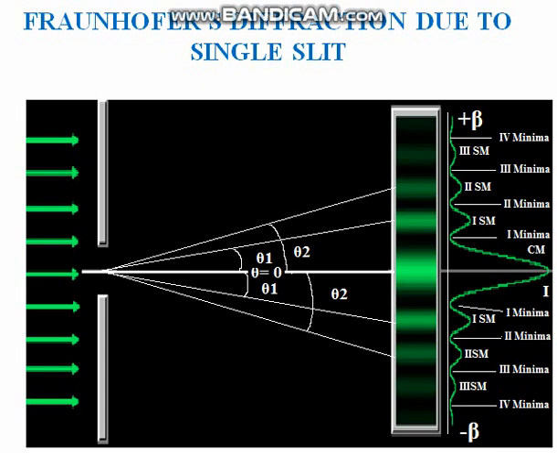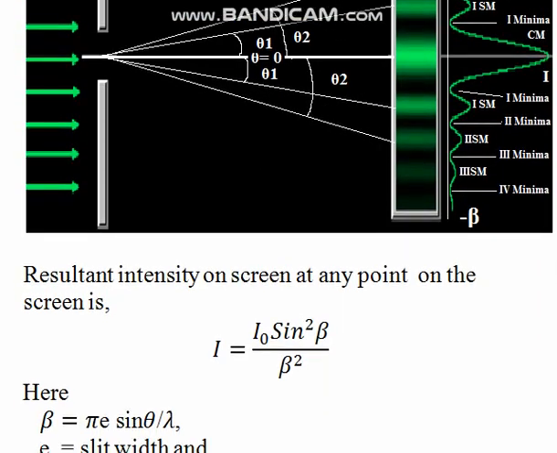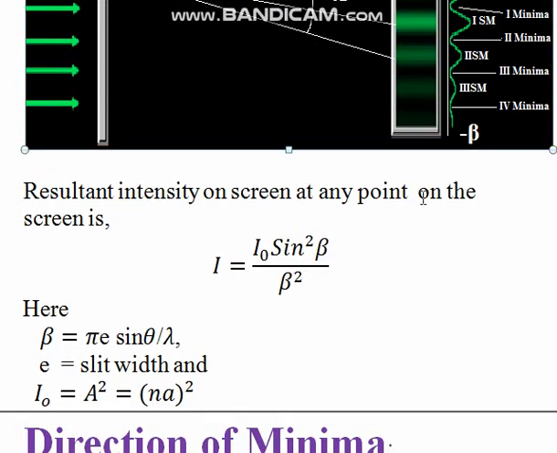In numerical problems we will find the position and the intensity of different maxima and minima. The resultant intensity on the screen at any point is given by this formula. Here beta is a constant, E is a constant, and I naught is a constant. Beta is a constant at any particular point on the screen. If you change the point, then beta will change because theta will change. However, E and I naught are constant throughout the experiment, everywhere on the screen.